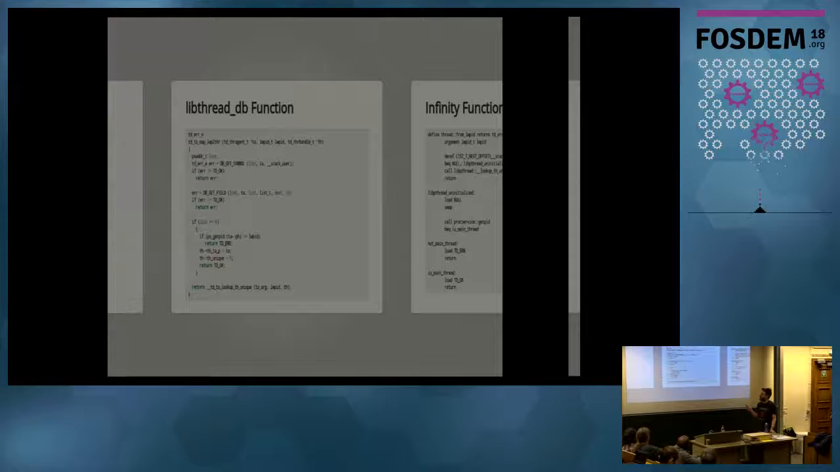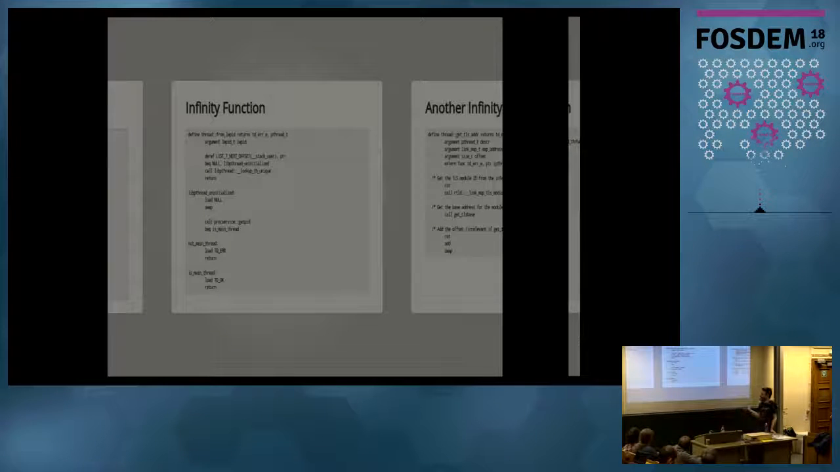Basically, this is a function in libthreaddb. It's getting the address of a symbol. It's doing some special case logic with it, and that's what it looks like in C. And the Infinity version of it is basically the same length. It's loading the thing, doing the special case. Do I go here? Do I go here? And that's it. So I'll not talk about that anymore.